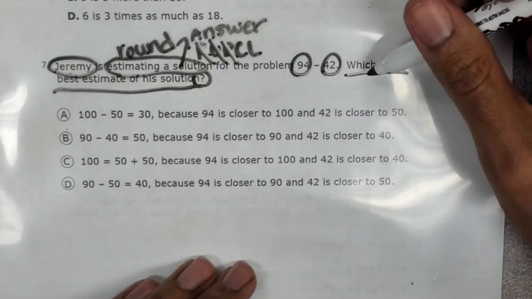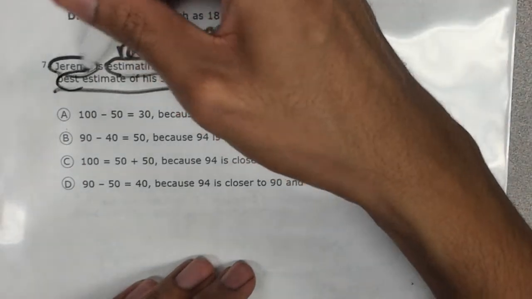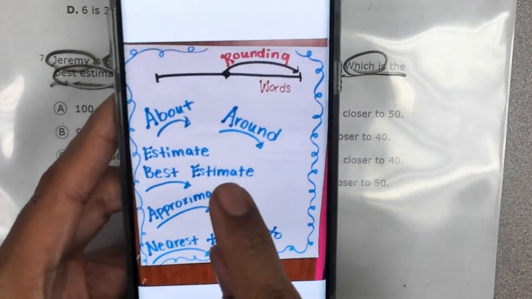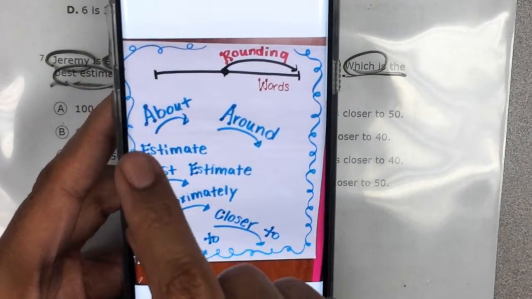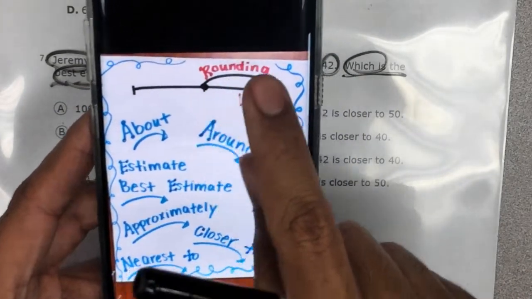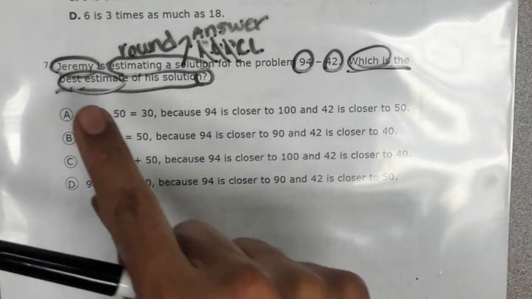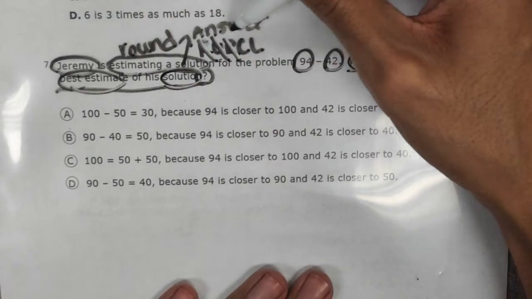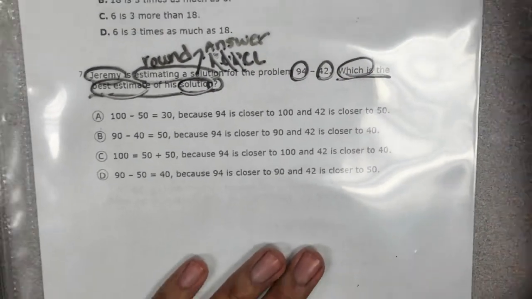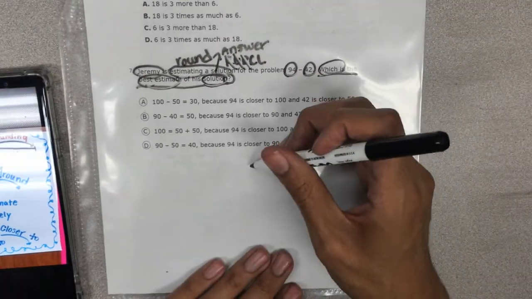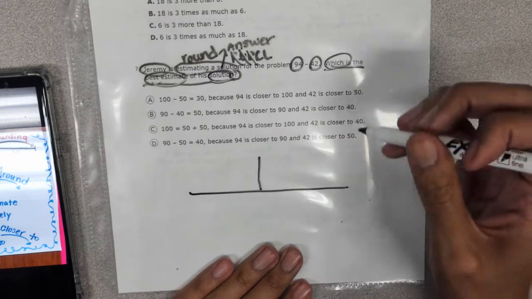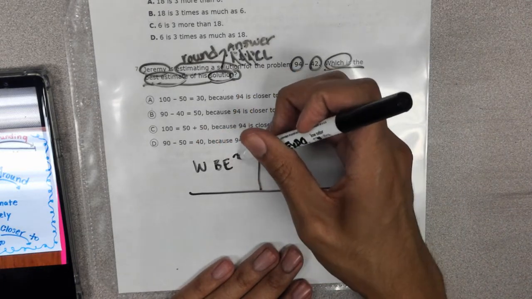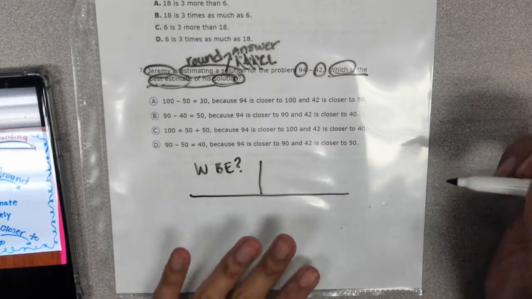I need to figure out which is the best estimate, and best estimate again is right here in our rounding words anchor chart, just like the word about, and they're all rounding words. We need to find the best estimate of his solution, which we already know is the answer. So let's start with our 3-step. Our main idea is going to say, which is the best estimate? And our most important clue is the numbers.